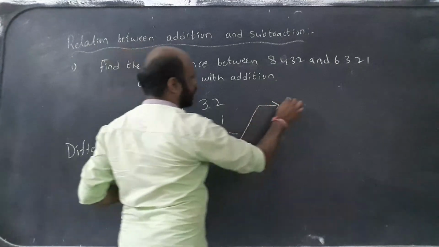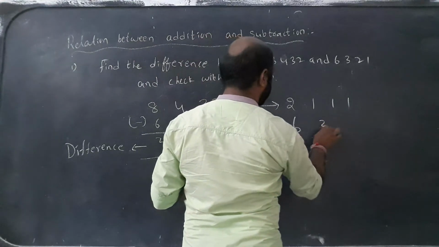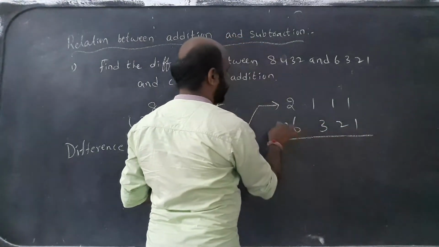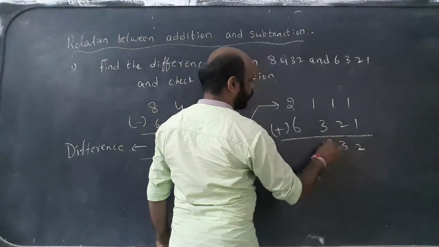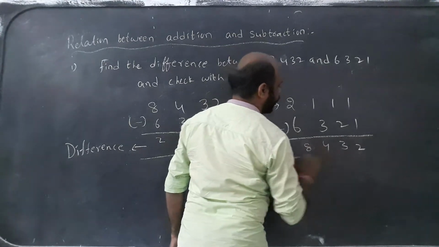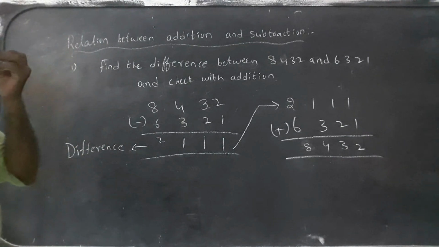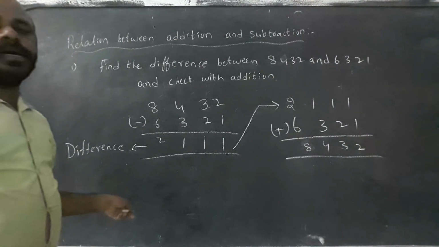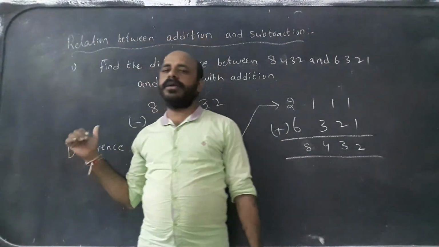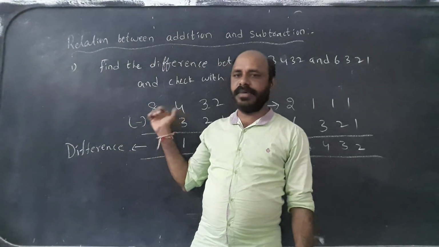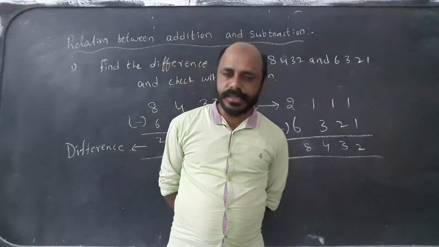Then this answer we write here, 2,111, and the subtracted number 6,321. Check with addition means we apply the addition symbol. We get 8,432, the same as the first number. Okay, like this way, if he gives the question, we have to do the same process. If direct subtraction is given, use the same process. Find the difference between the two numbers and check with addition means this process only.